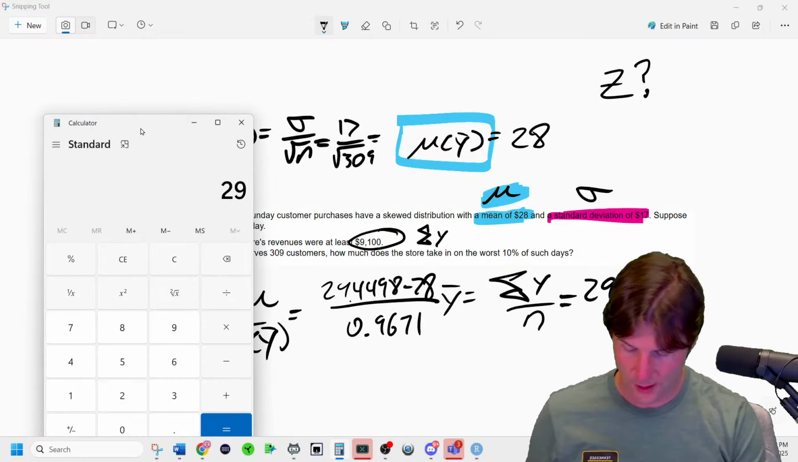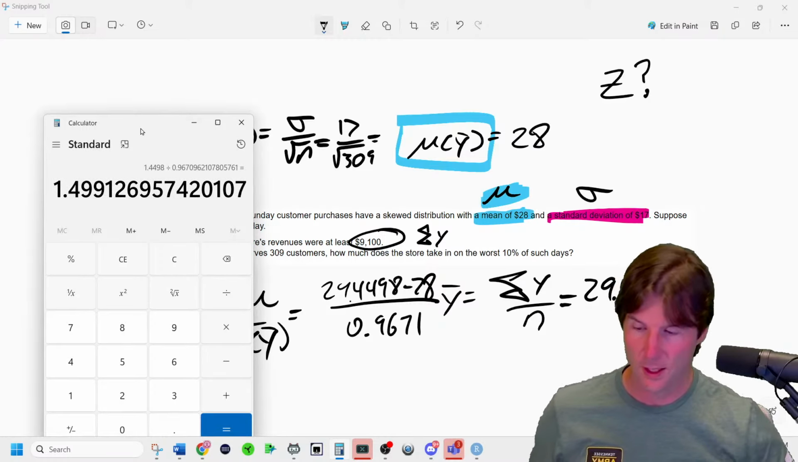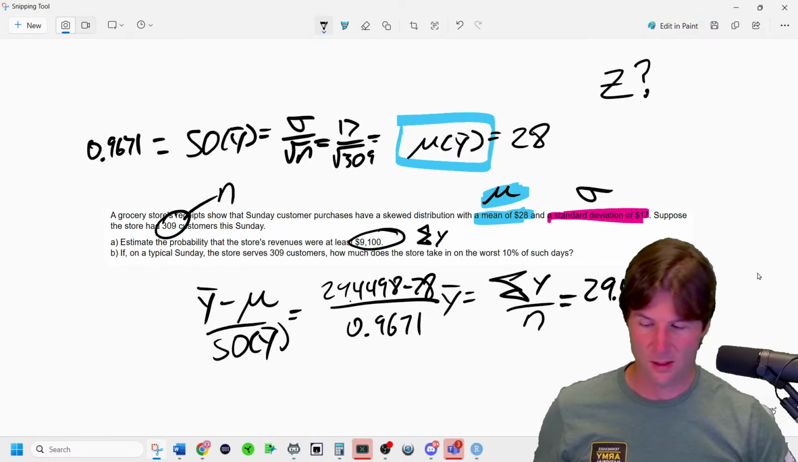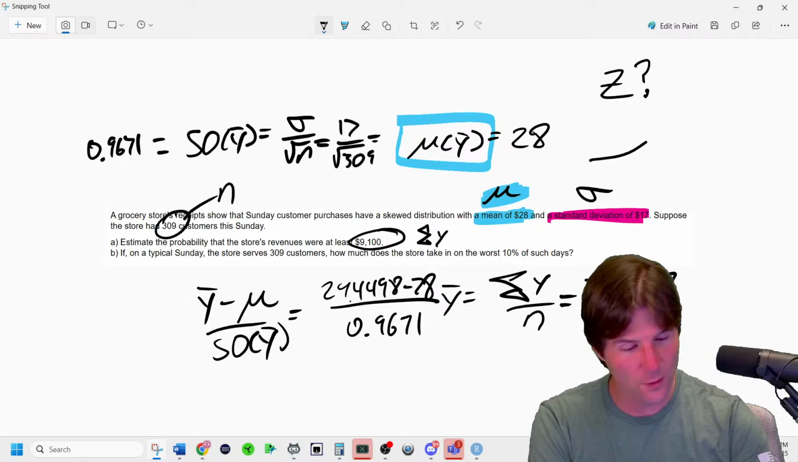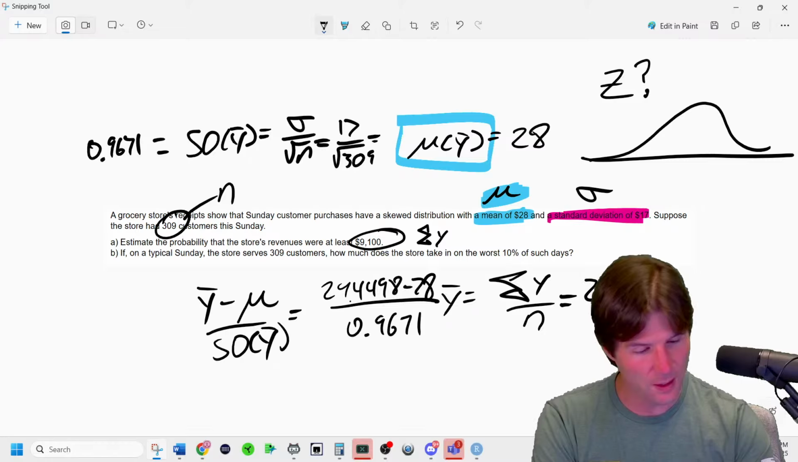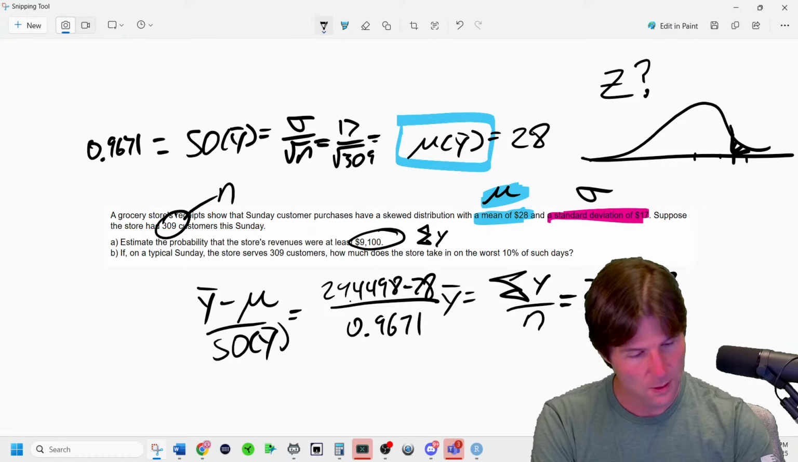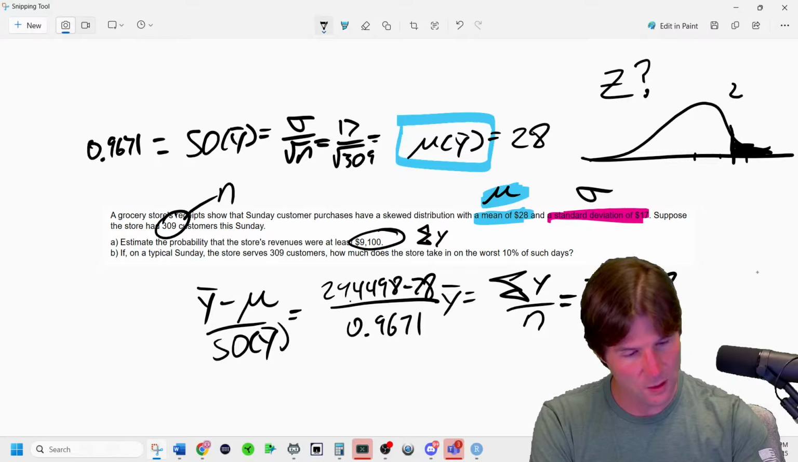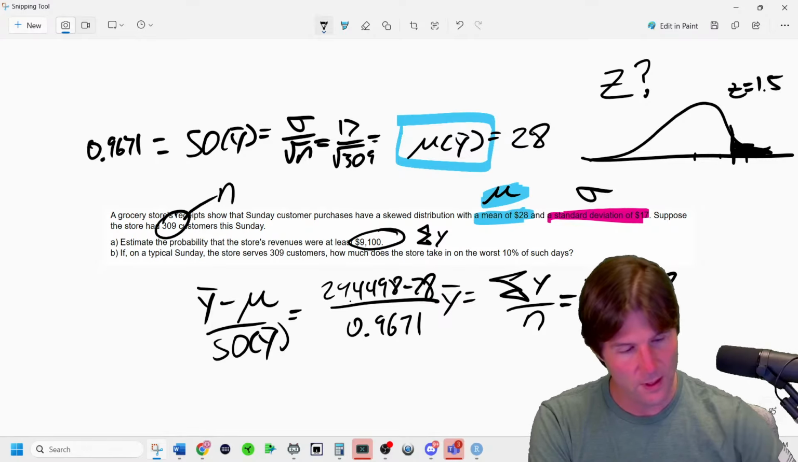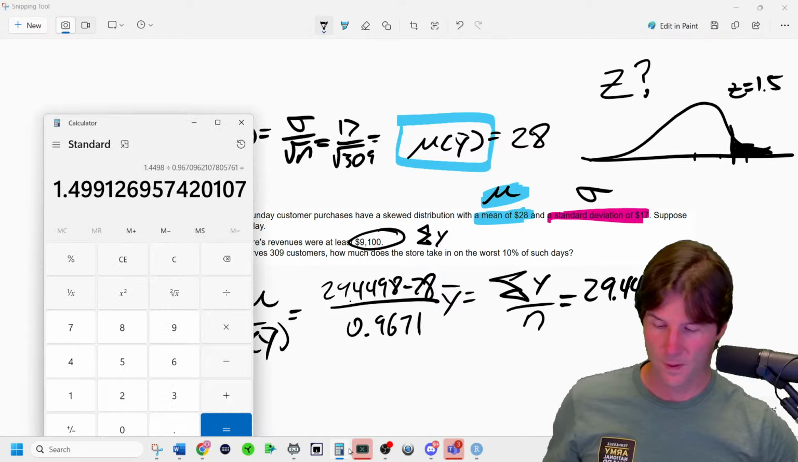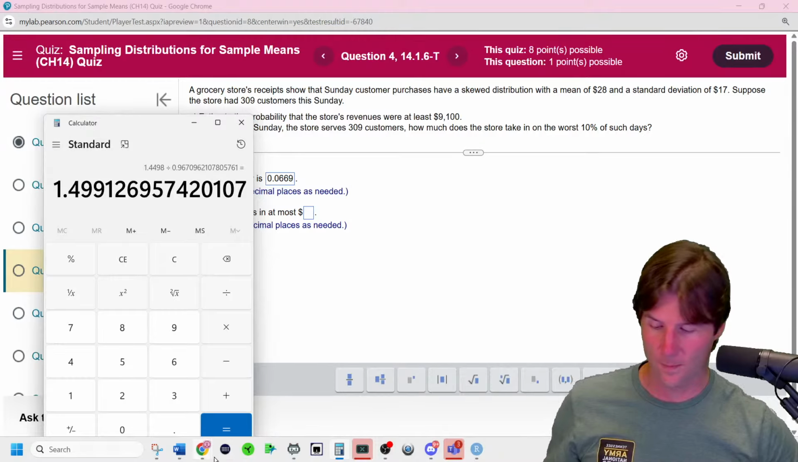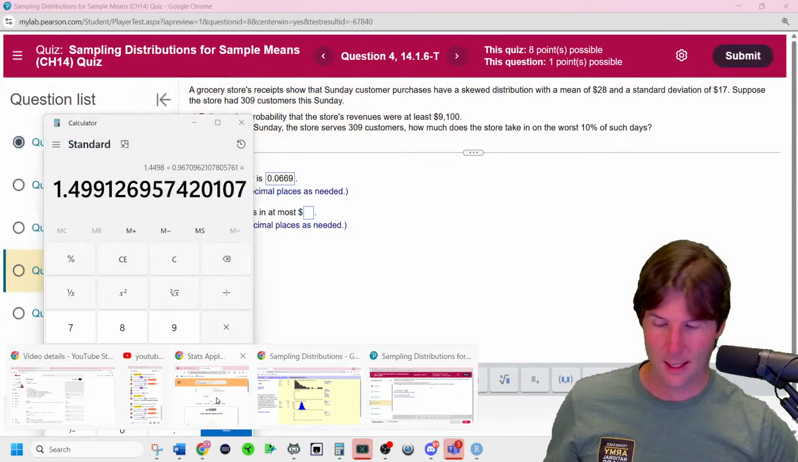And we solve this out. 29.4498 minus 28 divided by this is 1.5 basically. On the curve, it would look something like this. So it's going to be a z-score of 1.5. And if you had solved the z-score, you can go back to the applet.